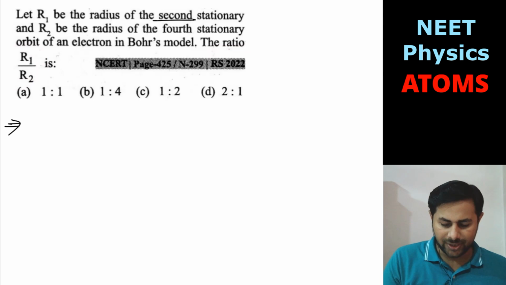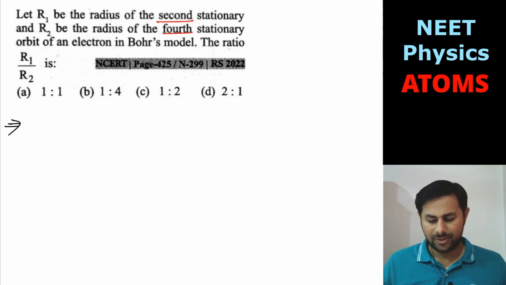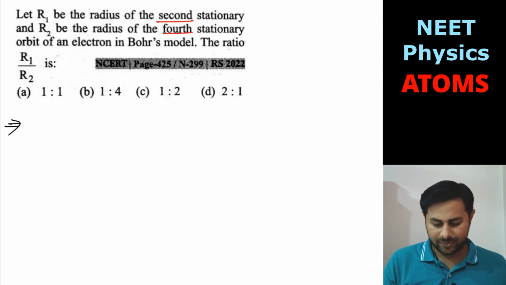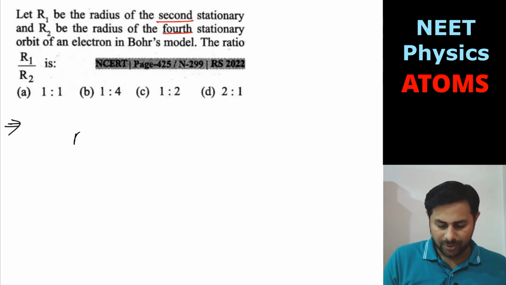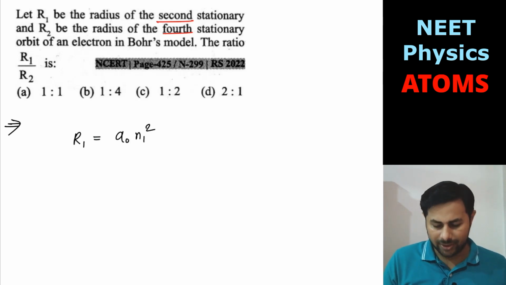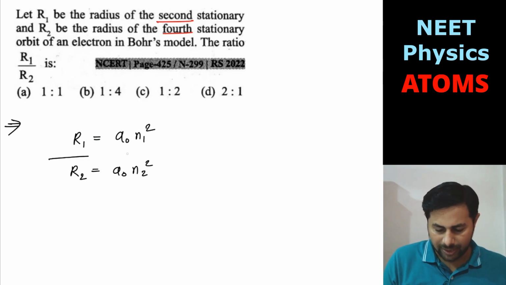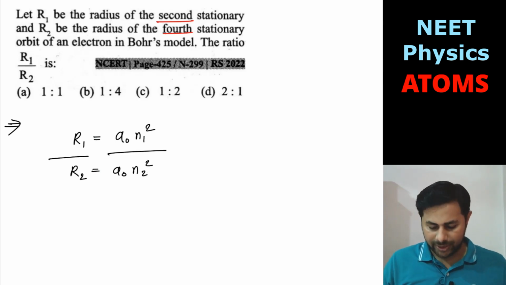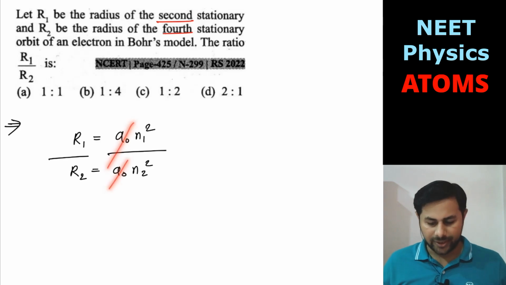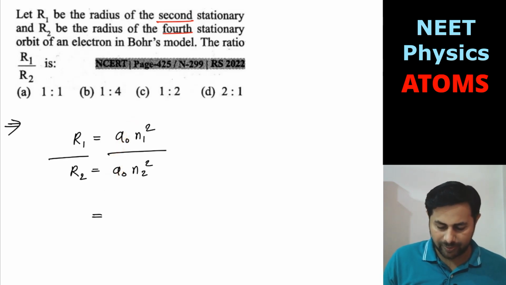This is second stationary and this is fourth stationary. It's very simple, right? So r1 is equal to a naught times n1 square. R2 is just equal to a naught times n2 square. And what is r1 by r2? It's just the ratio of those two. So a naught will get cancelled. Okay, you have n1 square by n2 square.